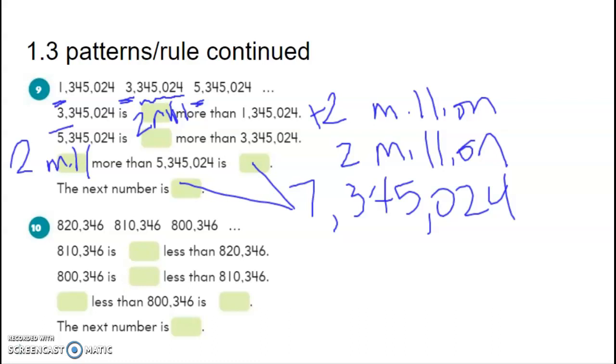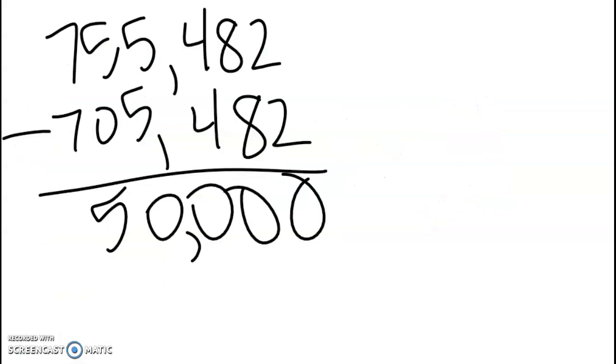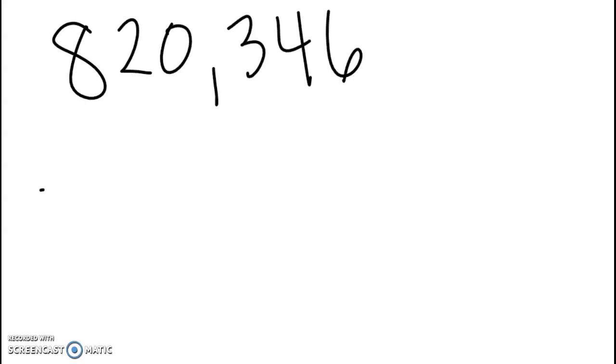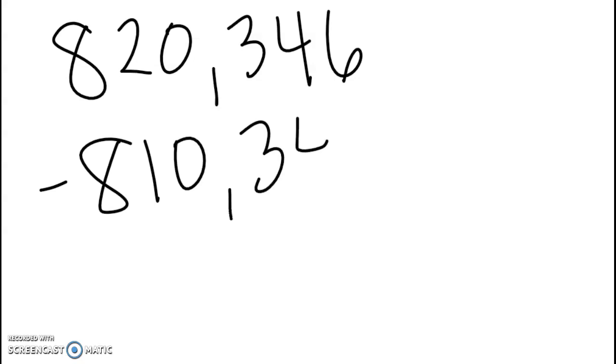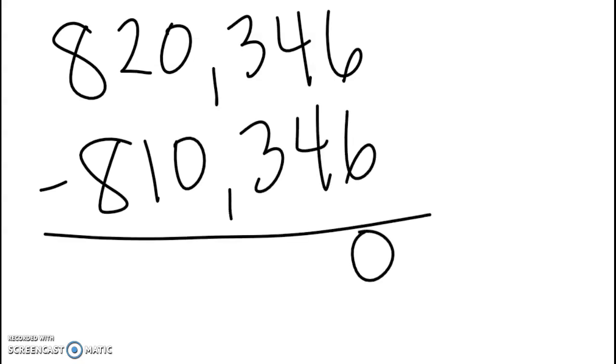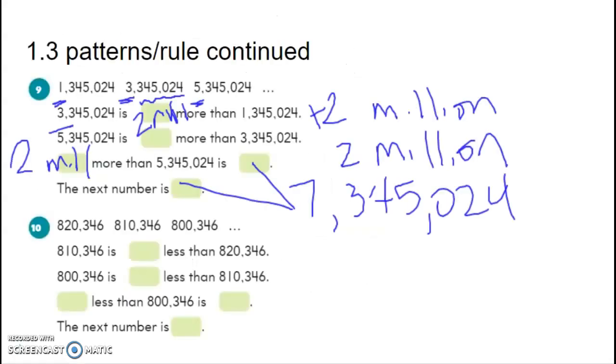All right, this next one: 820,346, 810,346, 800,346. So maybe this one you're not sure what it's changing by. So I'm going to pull up a different screen so I can subtract and see. So if I go, okay, it was 820,346. I'm going to subtract 810,346. Just make sure you write the bigger number on top. 0, 2 minus 1 is 1. Okay, so it's changing by 10,000. And I can see it's going down, so it must be subtracting 10,000.